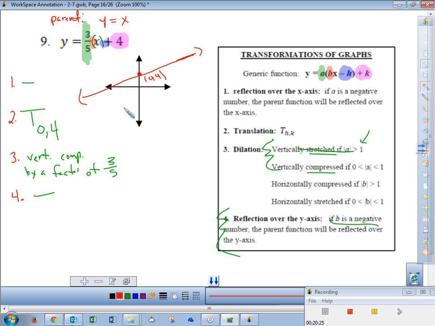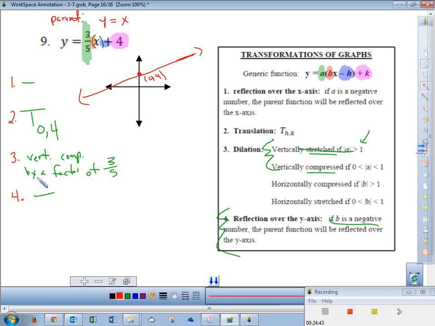And now write this down. The graph of whoever our parent function is has been... The graph of y equals x has been... Now let's do the rest together. What do you want to say next? Translated 4 units up. I don't need to say 0 units right. Okay, just say 4 units up. The graph of y equals x has been translated 4 units up, and what would you say next?